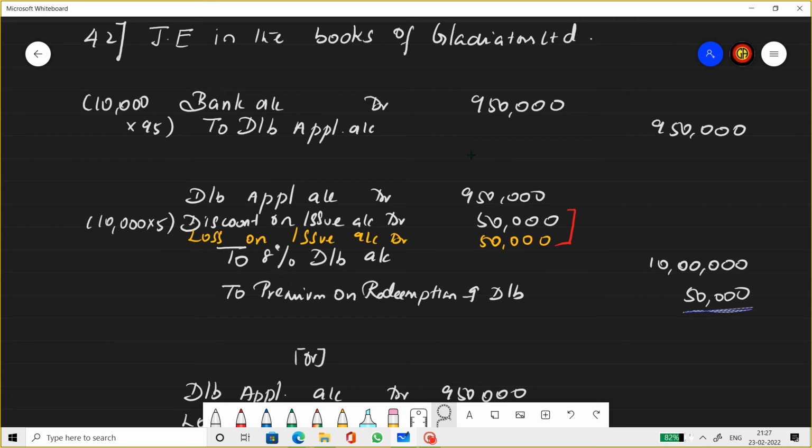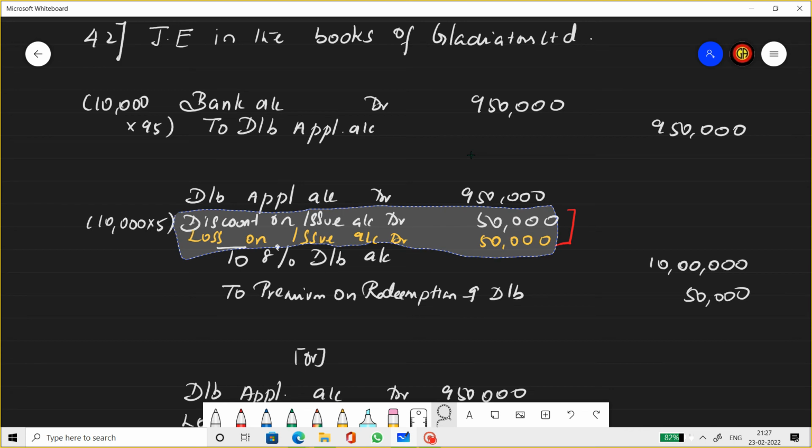So 50,000 is the extra amount that we need to put in at the time of redeeming it, which is nothing but the loss. So loss account will be debited for the same 50,000. Now, is the loss only this 50? No. The discount on issue is also a loss. So total loss is 1 lakh rupees.